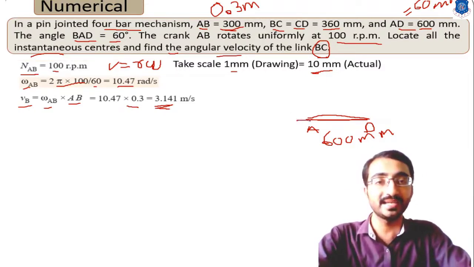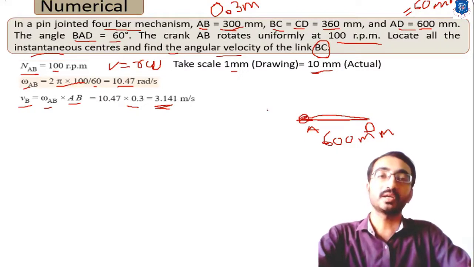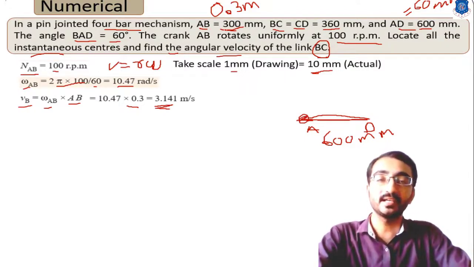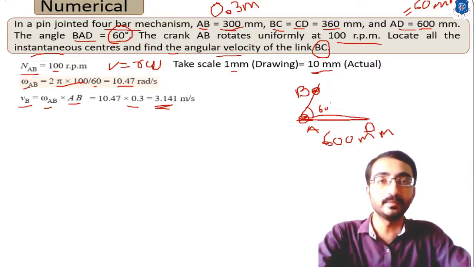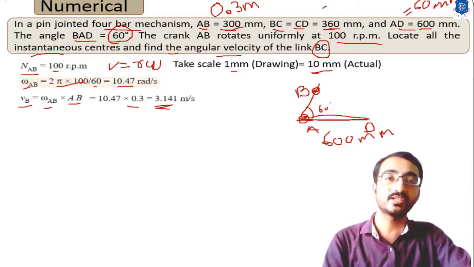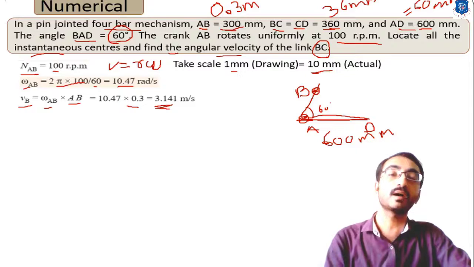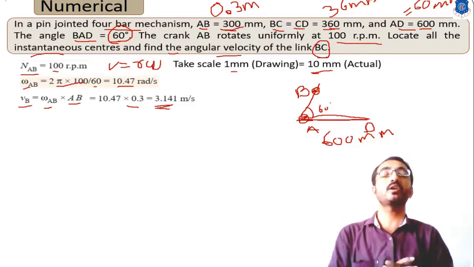After sketching line AD, you have to locate point B. Crank AB is 300 mm, that is a 30 mm line in the drawing. This 30 mm line should be at a 60 degree angle, because BAD is given as 60 degrees, so at 60 degrees you locate point B at a length of 30 mm. Then BC and CD both have a length of 360 mm, which is 36 mm in the drawing. Now how will you sketch the BC and CD lines, because the angle is not given?